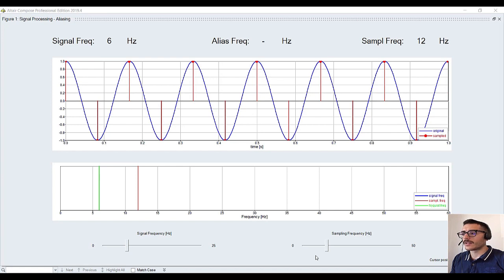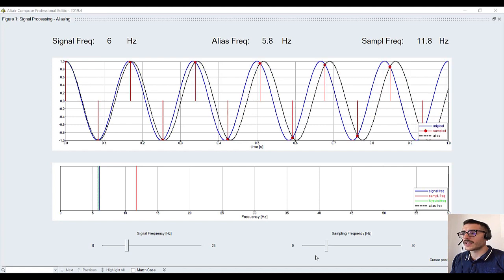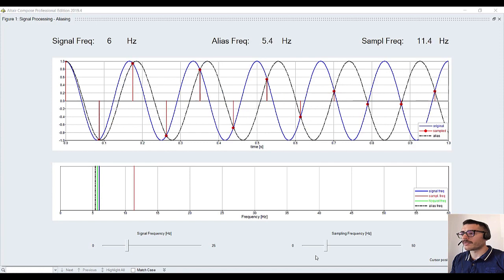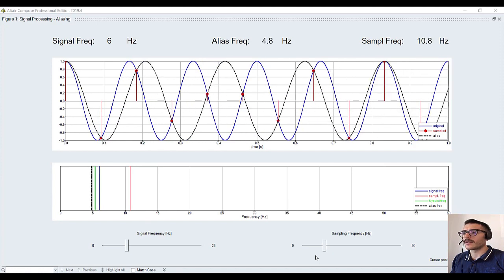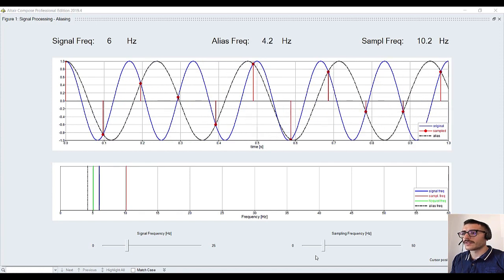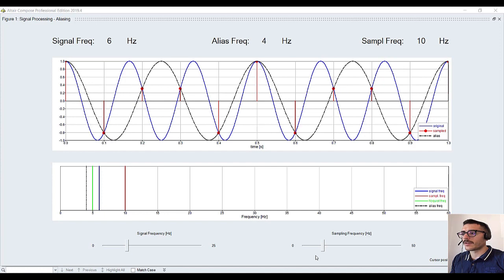So if we decrease it, what we see is that aliasing occurs. And if we decrease the sample frequency, the aliasing frequency will also decrease. So for example, for a sampling frequency of 10 Hz, we are perceiving a signal at 4 Hz with respect to the 6 Hz of the original signal.